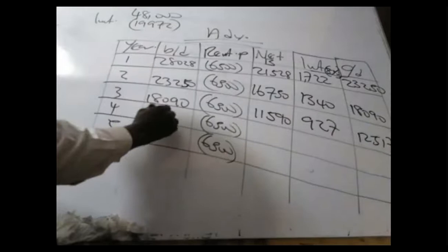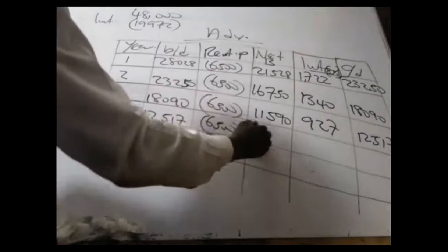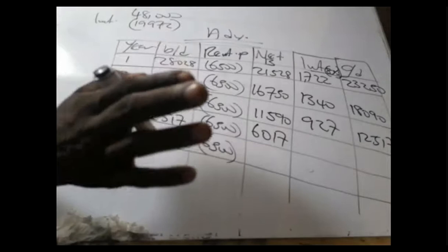12,517, and we took off 6,500 from it. And that should give us something like 6,017. In fact, here I tell the examiner the interest, the final figure must be a balancing figure. So here should be 6,500.